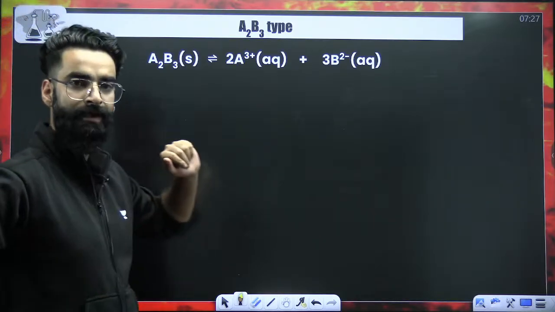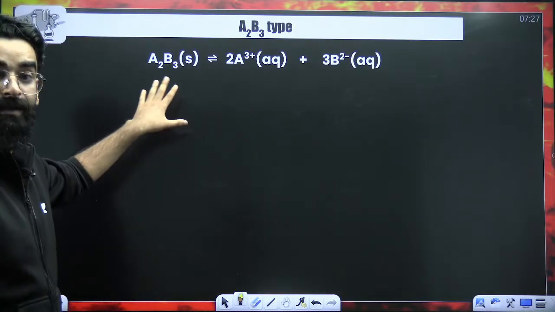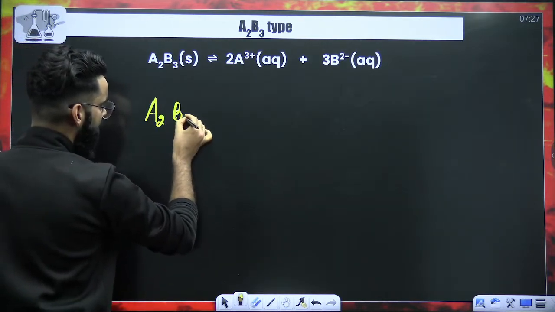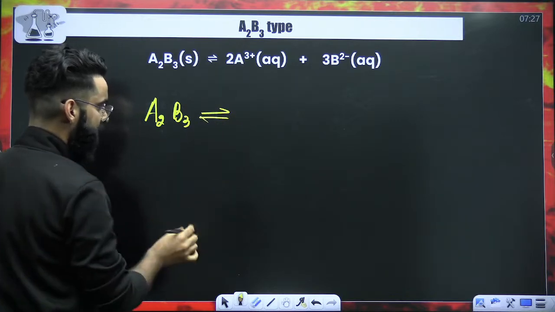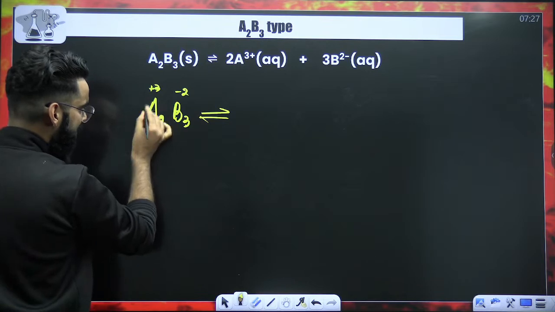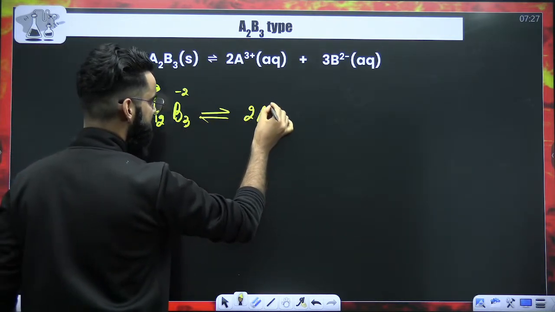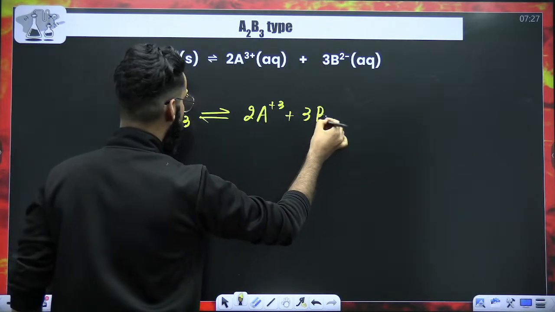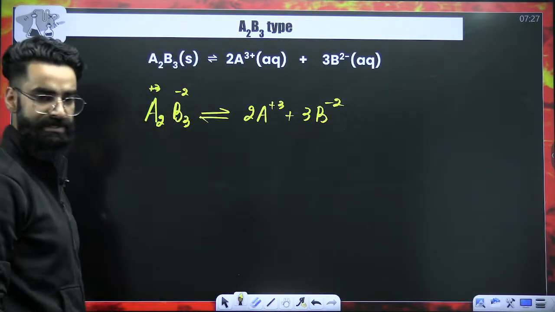Have a look. You have got A2B3. How do you dissociate it? The way I told you a few minutes back. This 3 has to be the charge here. This 2 has to be the charge here. How many A particles you have? 2 A particles. The charge present on A is +3. How many B particles you have? 3. And the charge present on B is -2. This is how you are going to dissociate it, right?